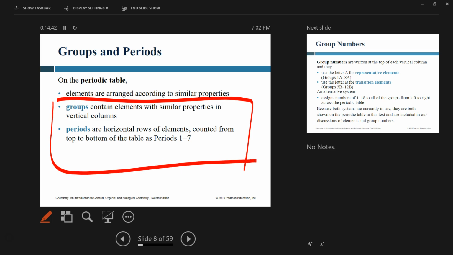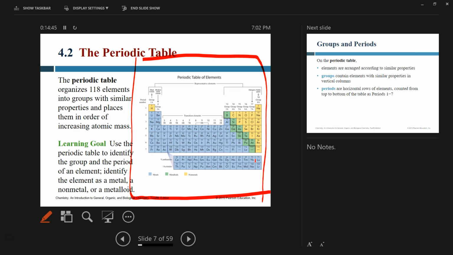Now, if we go back to the periodic table, those of you who have a book can open the periodic table. It should be somewhere there. So, the columns are groups. The lines are periods. Does that make sense?